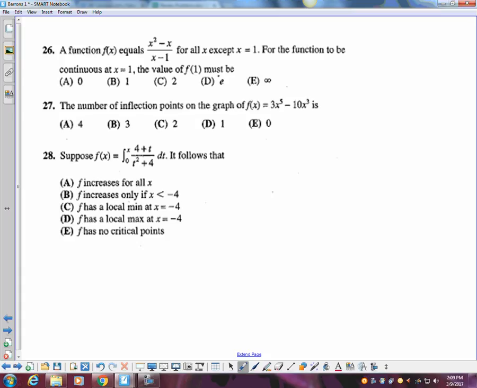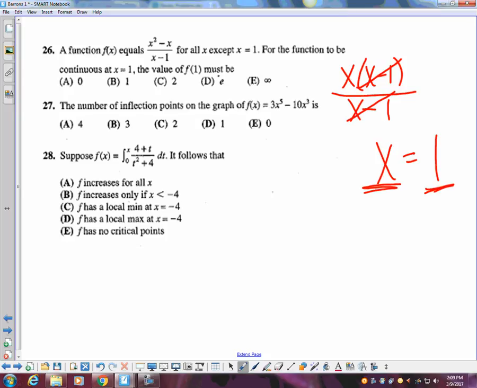Where is that hole? Do you guys see that you can GCF an x out of the top? If I GCF an x out of the top, these cancel. That's how you know it's a hole and not an asymptote or jump. If they cancel, it's a removable hole. Okay, what are we left with? X. What do I need x to equal? Where's the hole? So what does this side of the equation need to be so that it equals 1?